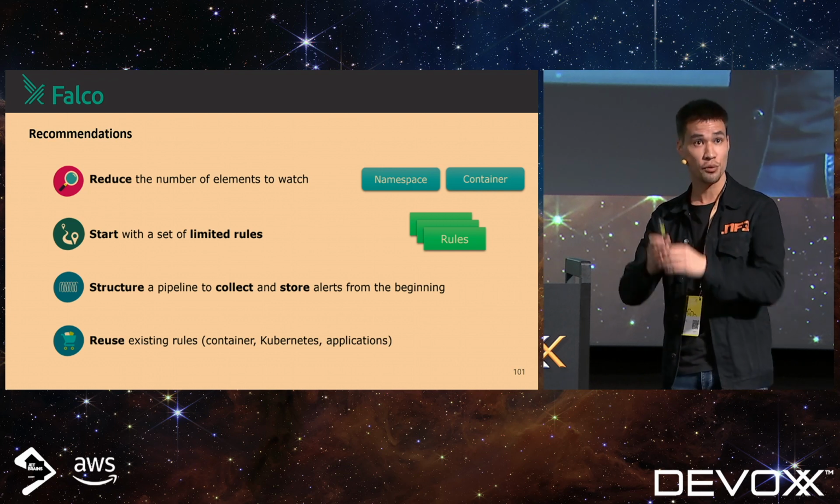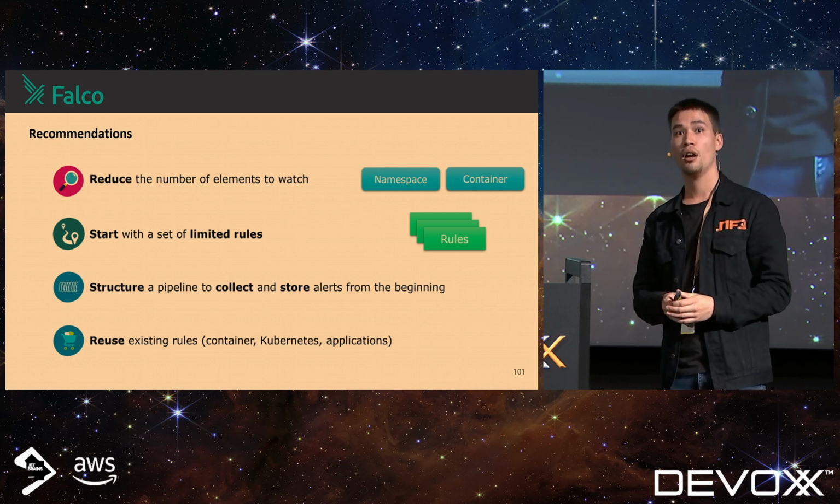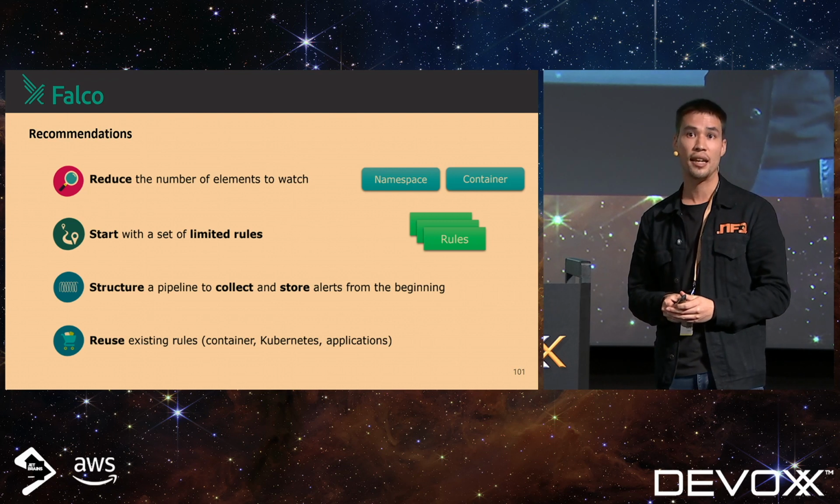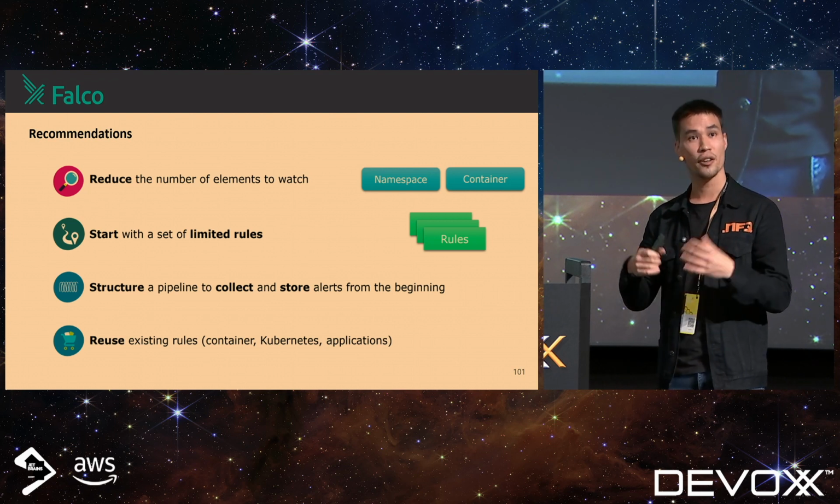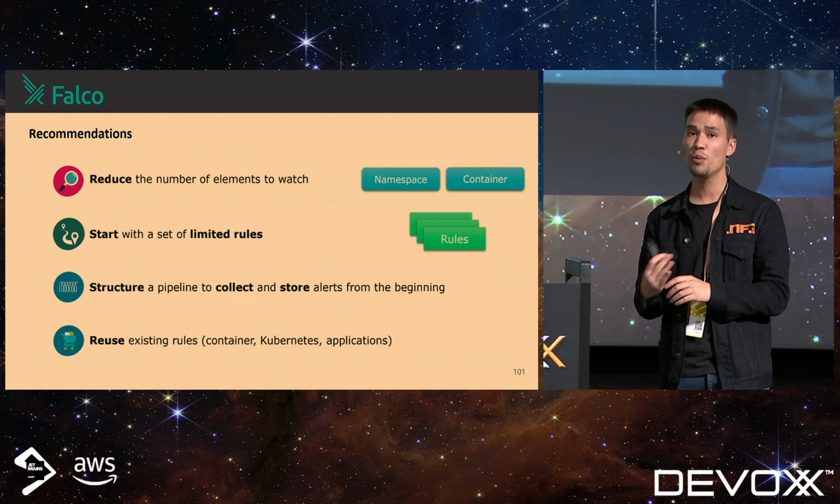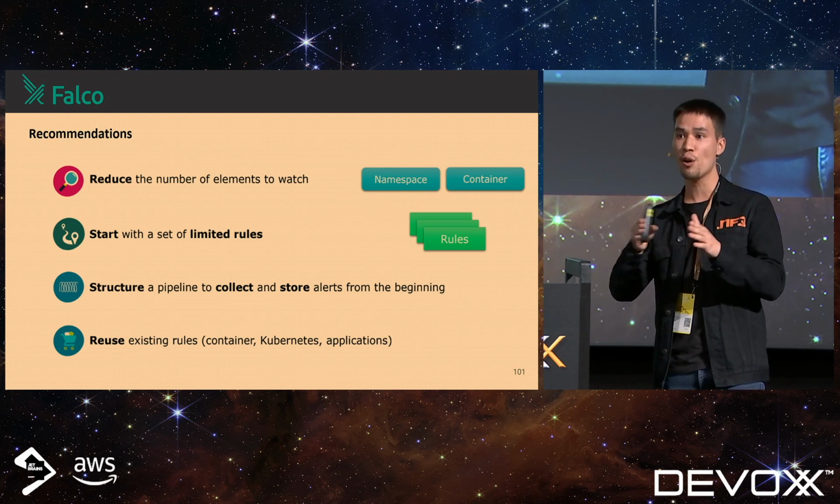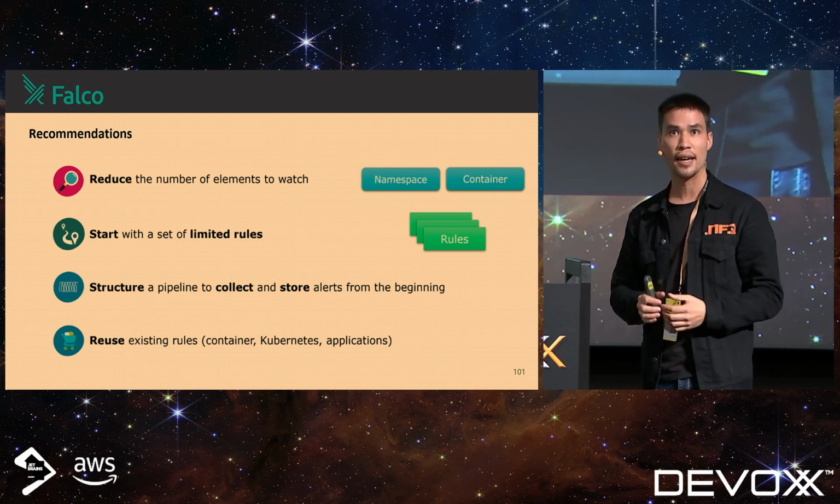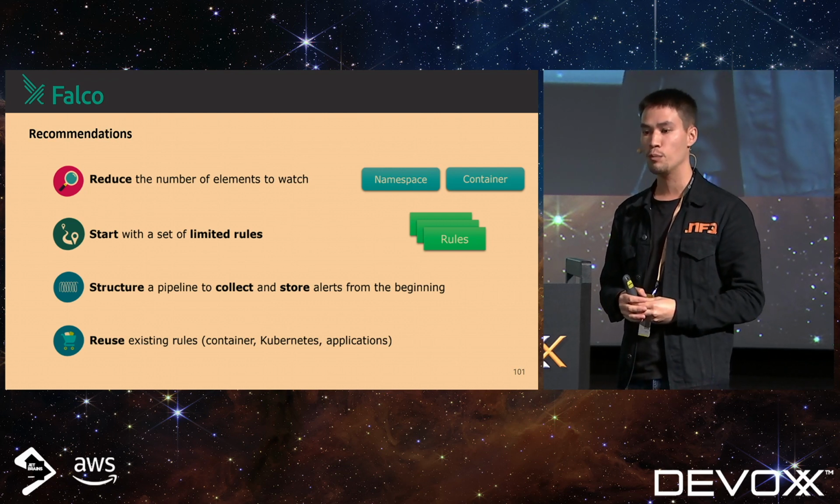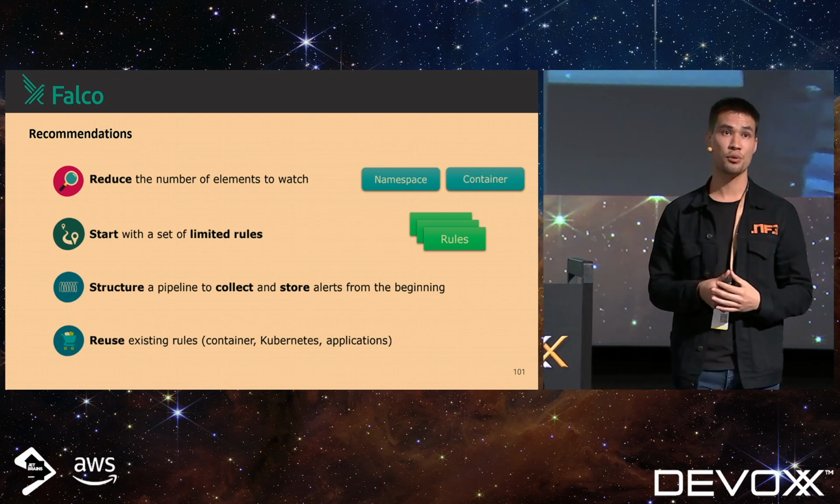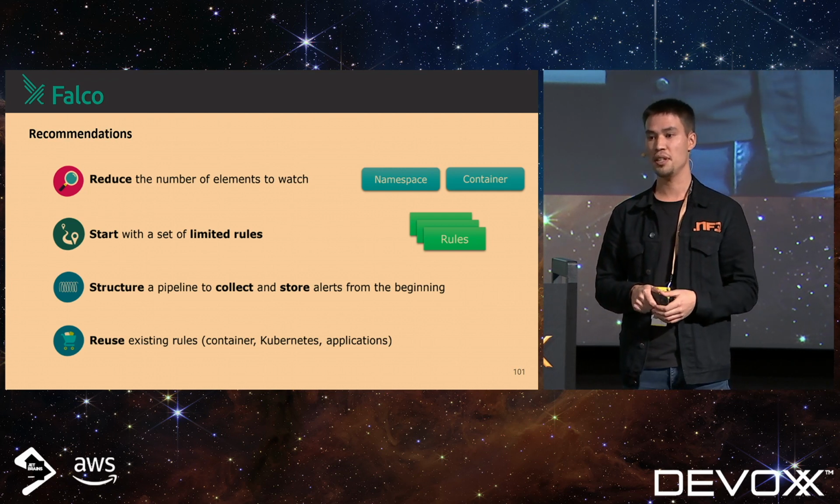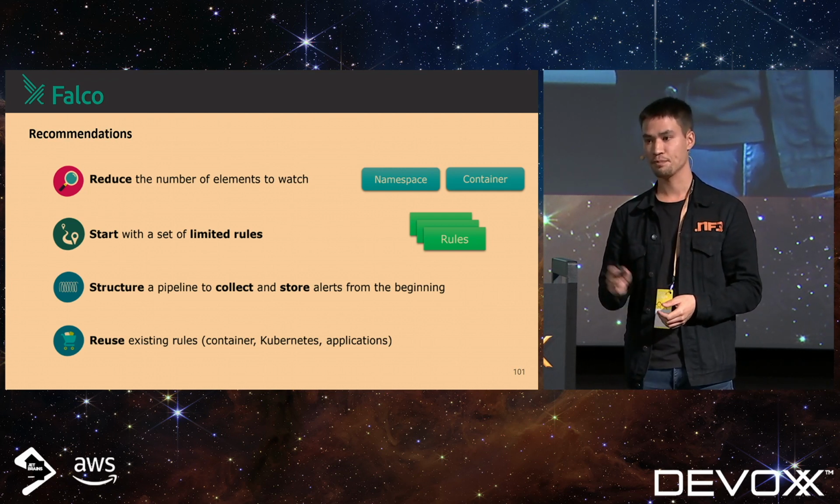What is also very important from the beginning is to structure how you collect and store the alerts in a pipeline, for example Elasticsearch and Kibana. From the beginning, this is very useful to understand where we are going. Otherwise, you will lack feedback to structure your approach. Finally, of course, you need to reuse as much as possible the existing rules. Okay?